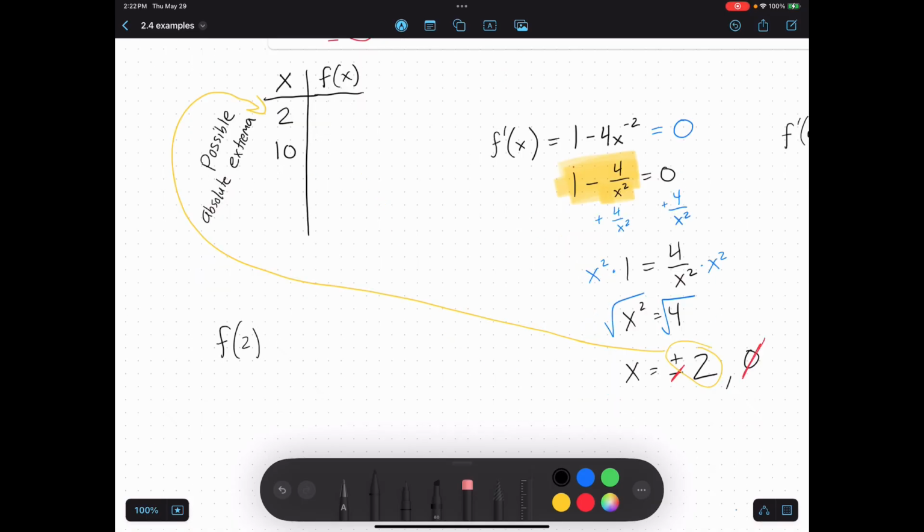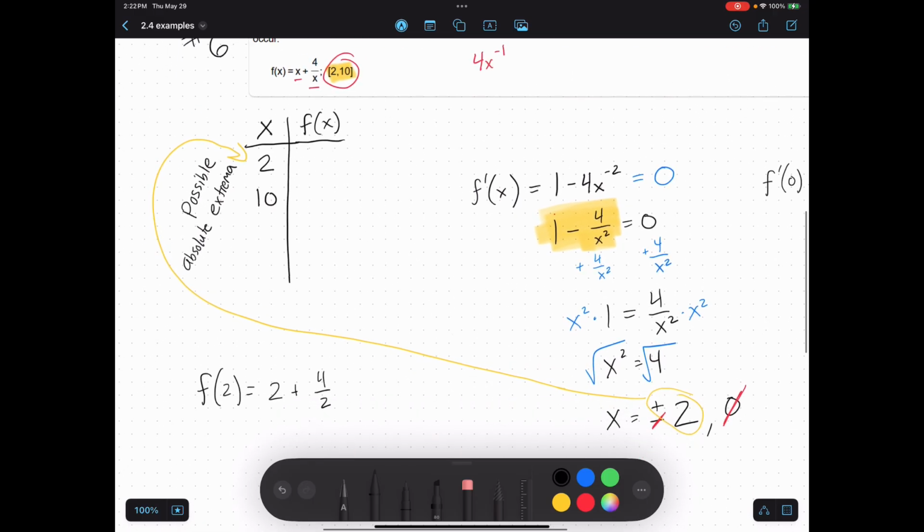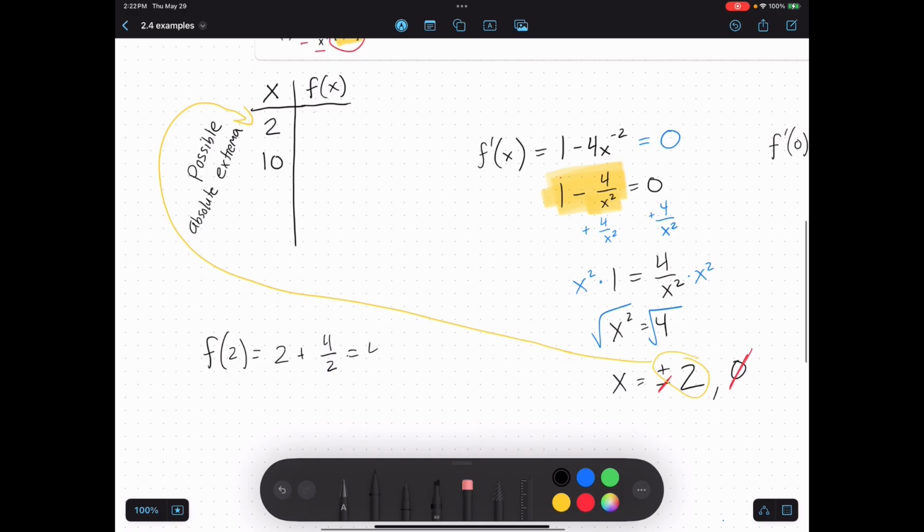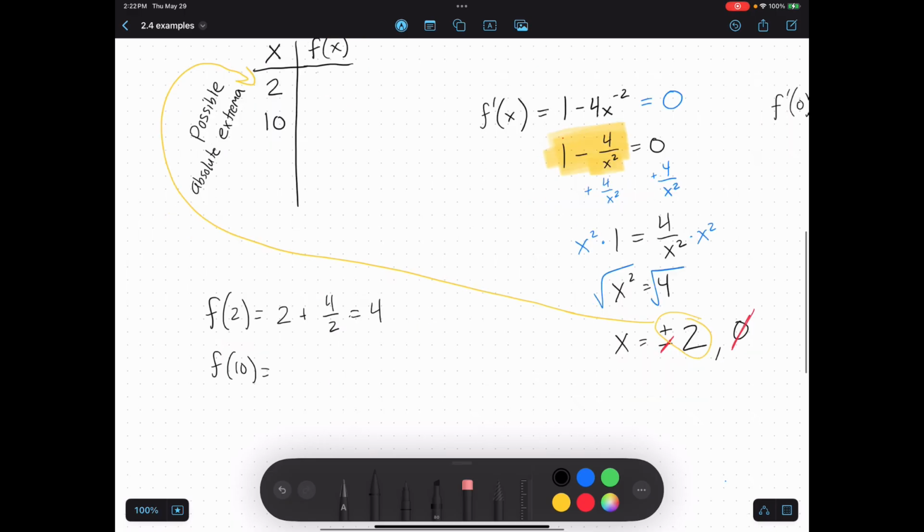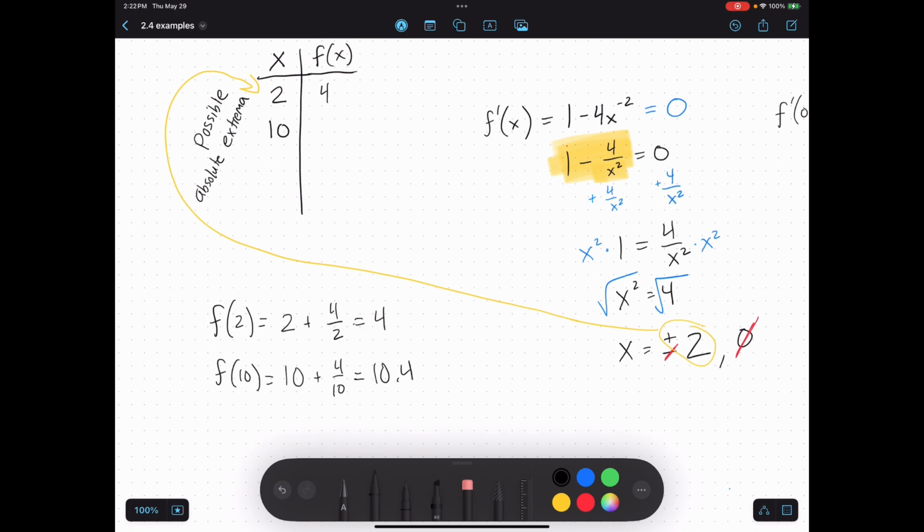When I plug 2 into my function, I get 2 plus 4 over 2. My function is x plus 4 over x, and that just gives me 4. When I plug 10 into my function, I get 10 plus 4 over 10, which gives me 10.4. So my corresponding y value for 2 is 4, and my corresponding y value for 10 is 10.4. Since 4 is less than 10.4, this represents my absolute minimum, and this represents my absolute maximum.